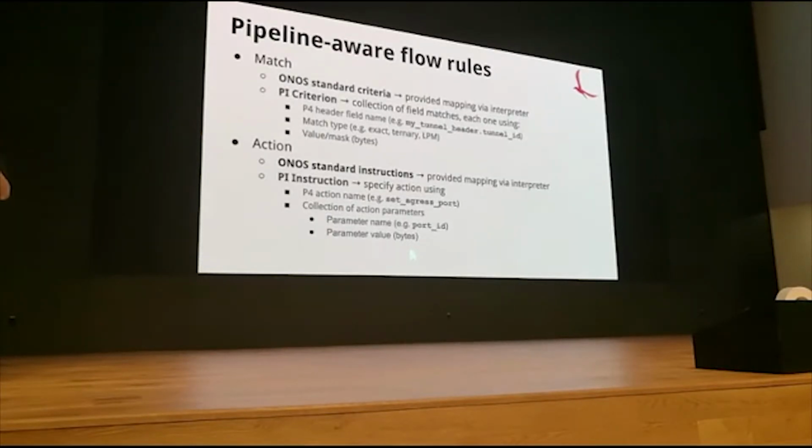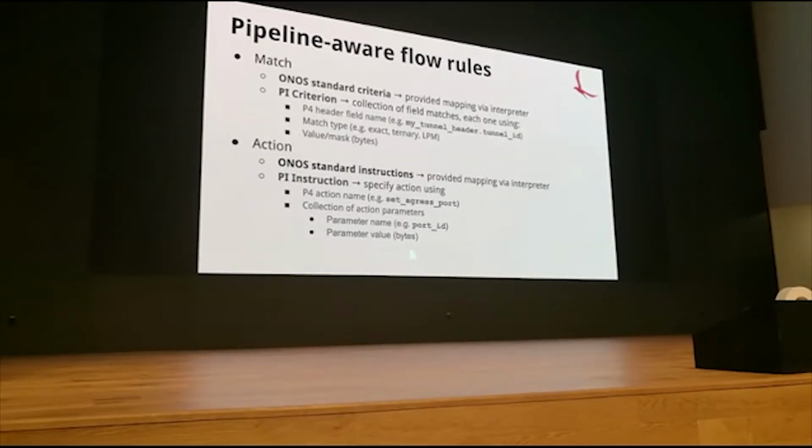Regarding pipeline-aware flow rules, supposing you want to take full advantage of your pipeline. For the match part, you can either use ONOS standard criteria, with the mapping provided via the interpreter. In this case, you need to provide the implementation of this mapping in the interpreter. Or you can use what we call PI criteria, which is basically a way to define a collection of protocol-independent field matches, each one using the P4 header field name, the match type, whether it's exact, ternary, or longest prefix match, and the value and/or mask in bytes form.